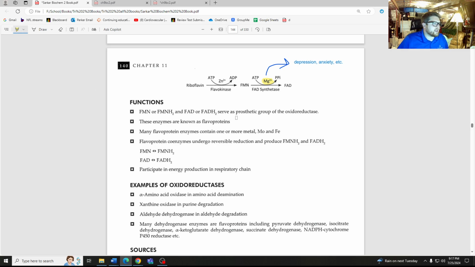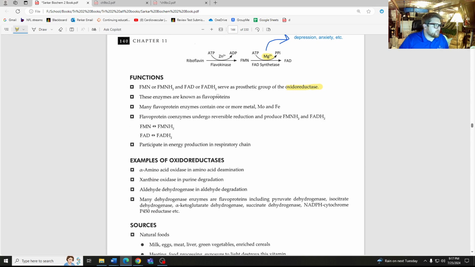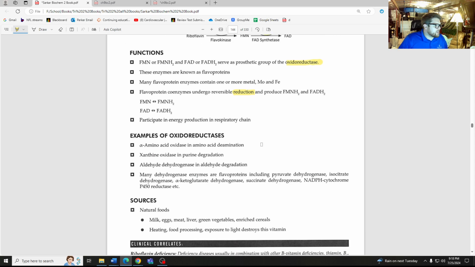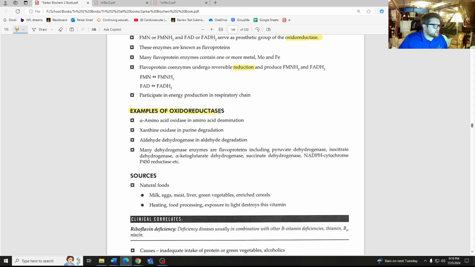The functions. All of these serve as a prosthetic group of the oxidoreductases. Hopefully we remember what FAD and FADH2 do, because FAD is going to take the hydrogens, and FADH2 is going to give those hydrogens. They're the flavoproteins. Many flavoprotein enzymes contain one or more metals. Flavoprotein coenzymes undergo reversible reduction, so they help with the oxidation-reduction reactions. Here are just some examples of those oxidoreductase reactions.